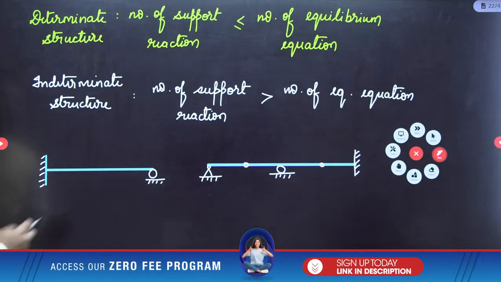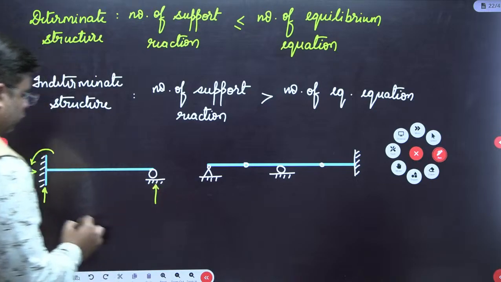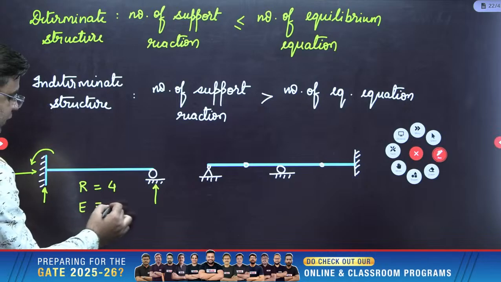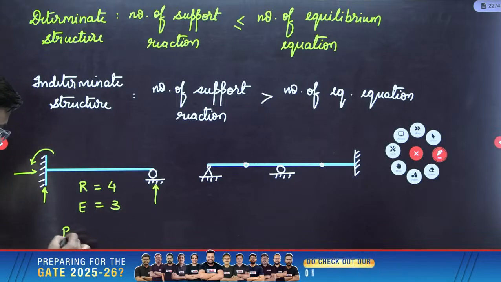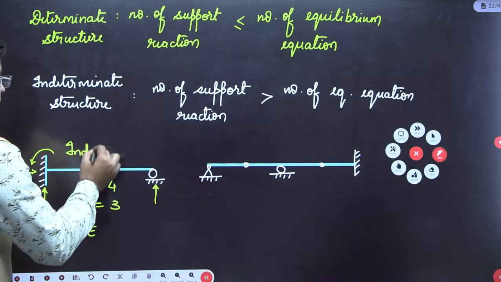The number of support reactions here are how many? 1, 2, 3 support reactions, then here 1. So in total you have 4 support reactions. How many equilibrium equations? You have 3 conventional equilibrium equations. R is more than E, therefore it is an indeterminate structure. Second one.